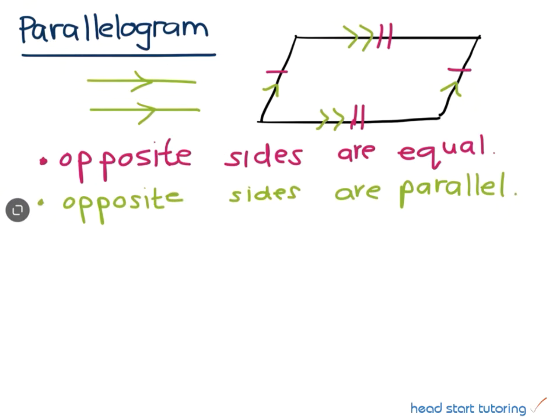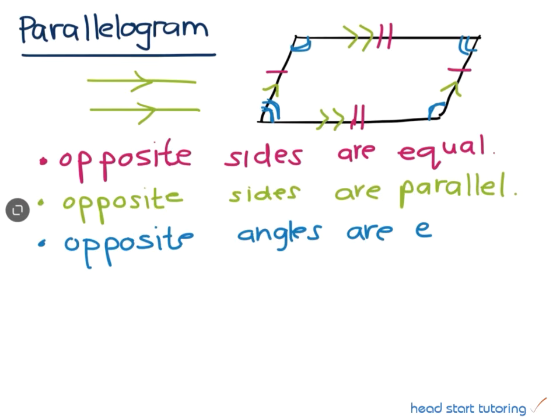Right, so let's have a look at our angles. Our angles, just like our rhombus, opposite angles are equal. So two of those opposite angles are obtuse. So these two are obtuse. They are greater than 90 degrees, but less than 180. And these two angles are acute. So again, we can say opposite angles are equal.